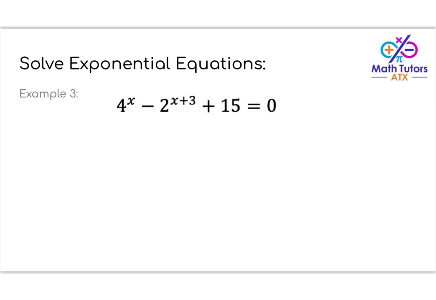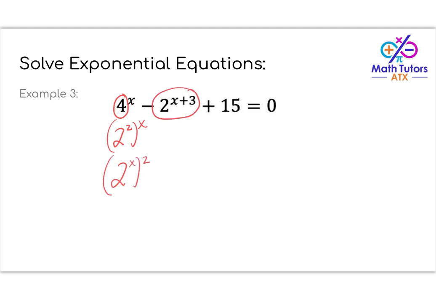Whoa, this one looks a little different because I have a base of 2 and I have a base of 4. Sneaky. We know that 4 can be rewritten, so let's do it. So I have 2 squared, really, to the x. That's not really the way I want to write it for a quadratic, though. So I'm going to rewrite it as 2 to the x, quantity squared.